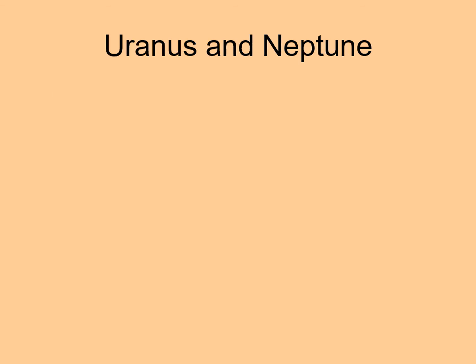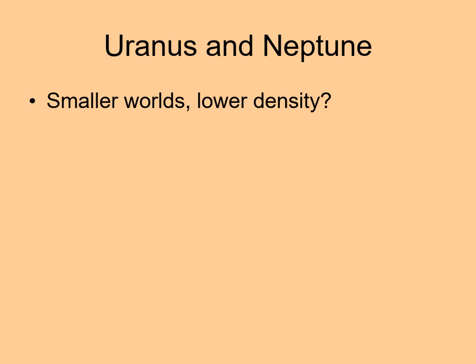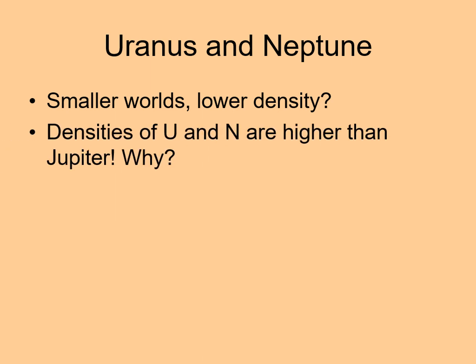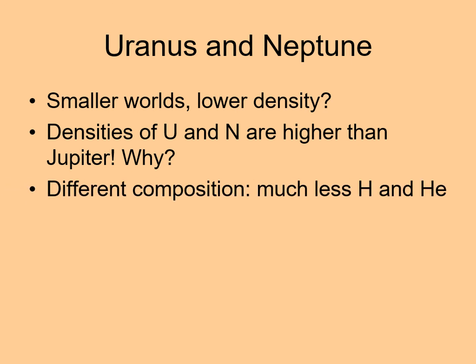So what about Uranus and Neptune? Their masses are small, so if they were made out of hydrogen and helium, they should have very low densities, much lower than Saturn's. But in fact, Uranus and Neptune are denser than Jupiter. So what would cause that? Composition, of course. Uranus and Neptune have a different average composition than Jupiter and Saturn.